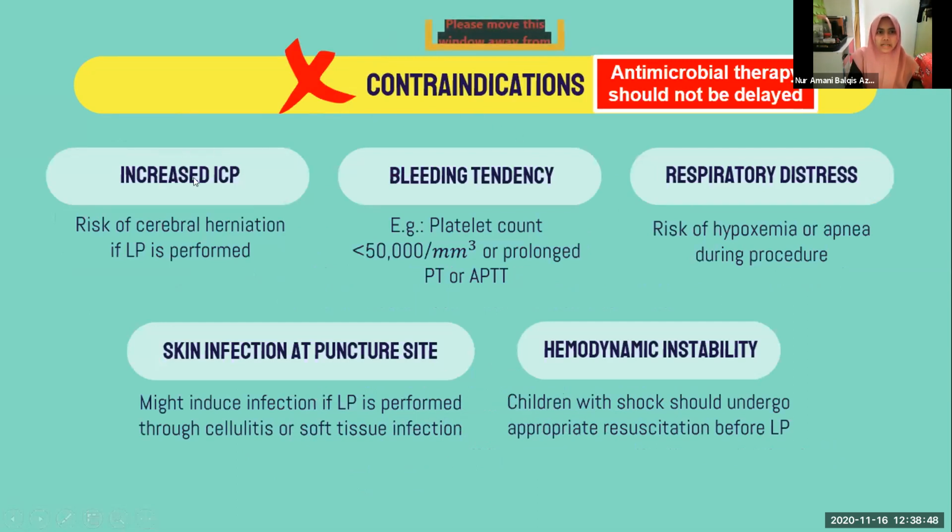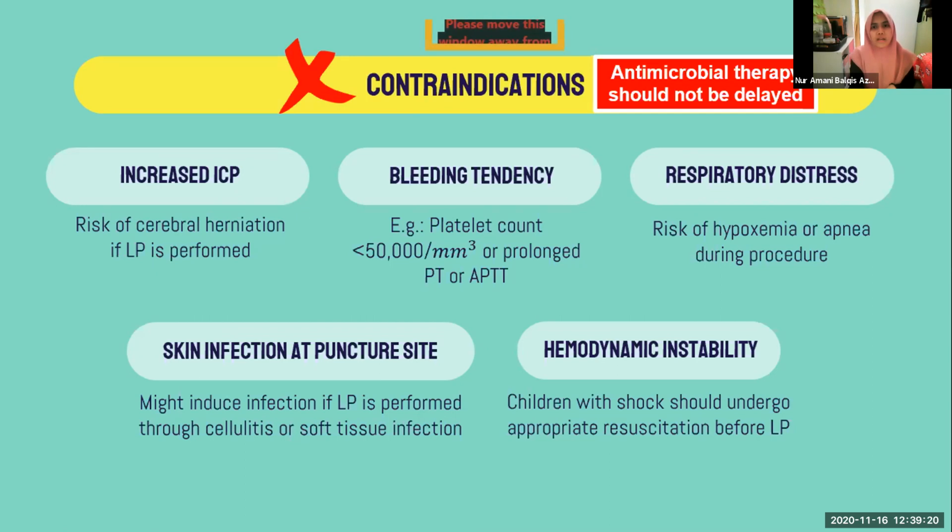So what are the contraindications for lumbar puncture? First is increased intracranial pressure. If lumbar puncture is done in patients with increased intracranial pressure, it can lead to cerebral herniation, because when we do lumbar puncture, the pressure at the lower area will be lower, so it will cause a shift of the cranial contents, which can lead to cerebral herniation.